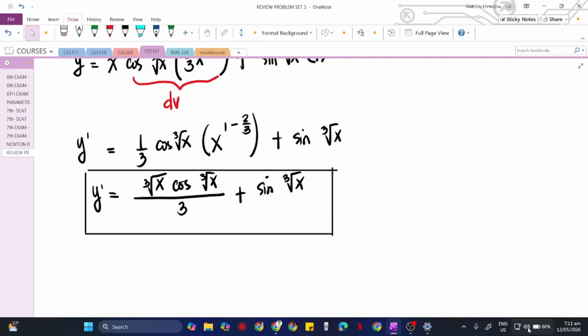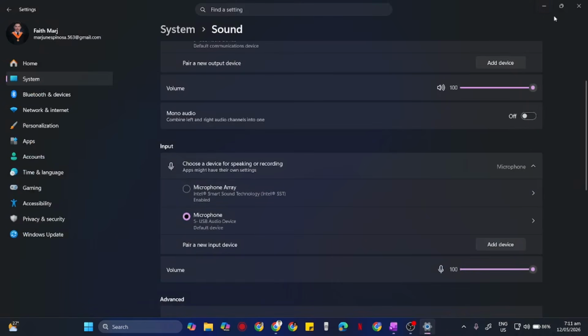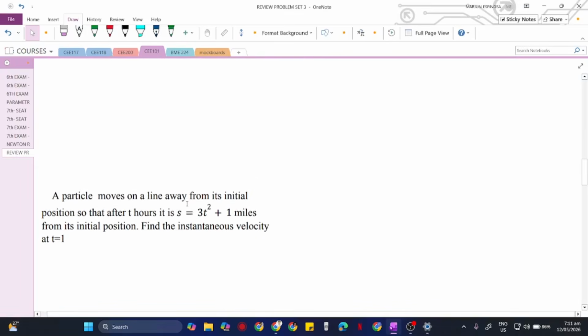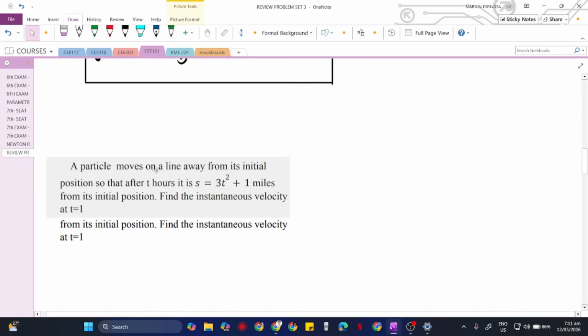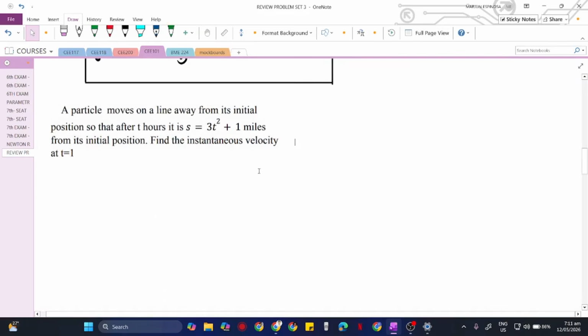Check ko lang ulit yung system. Okay naman so far. Okay? So, problem number 3 tayo, class. So, for problem number 3, a particle moves on a line away from its initial position so that after t hours, it is s equivalent sa 3t squared plus 1 miles from its initial position. So, s is basically a function of time. S is the position or the distance, then t is the time.